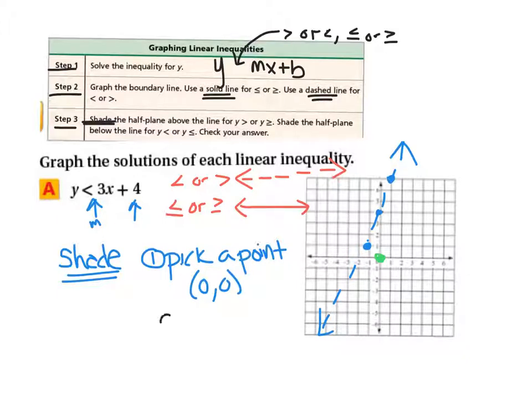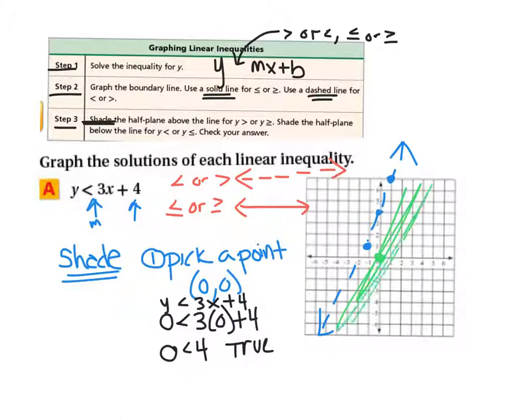So I take my regular inequality, y is less than 3x plus 4. This was from the original equation. I just plugged in my 0, 0 and I'm going to calculate this. 0 is less than 3 times 0, which is 0, plus 4. 0 is less than 4. And I say to myself, is this true or false? Since it's true, I'm going to shade the side that had the point. If it were false, I would have had to shade the other side. You're shading the true side, basically, whichever side would work.